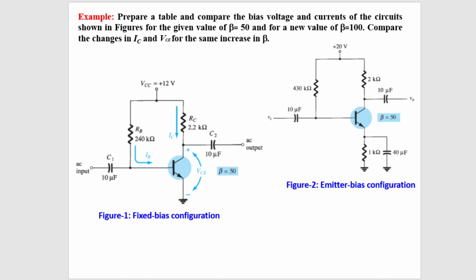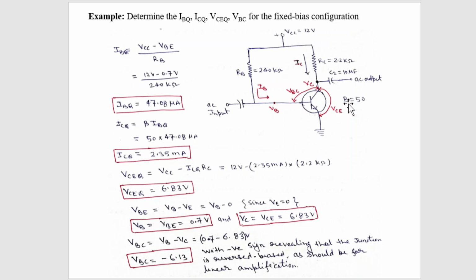So let's try to solve. For the value of beta 50, I have already solved this. If you remember, for beta 50, I have solved the problem. So I have got IB equal to 47.08 microampere, IC equal to 2.35, and VCE equal to 6.83. So I will not solve again for the new example. I will just take the same value. Those who want to solve can solve similarly from here. And I will solve for beta equal to 100.